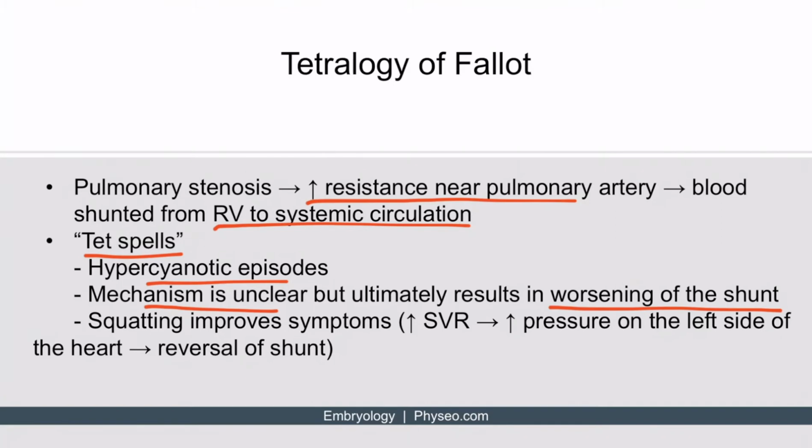Finally, you should know that older children experiencing a TET spell will often squat to recover, so squatting improves symptoms. This is because squatting increases the systemic vascular resistance, or SVR, which in turn increases the pressure on the left side of the heart and helps reverse the shunt. Let's draw this out so you can see what I'm talking about.